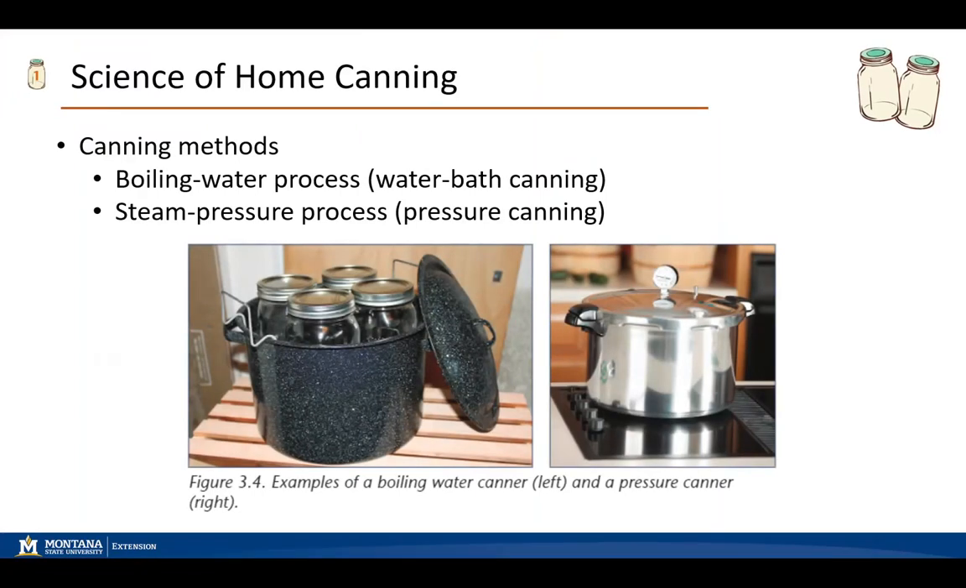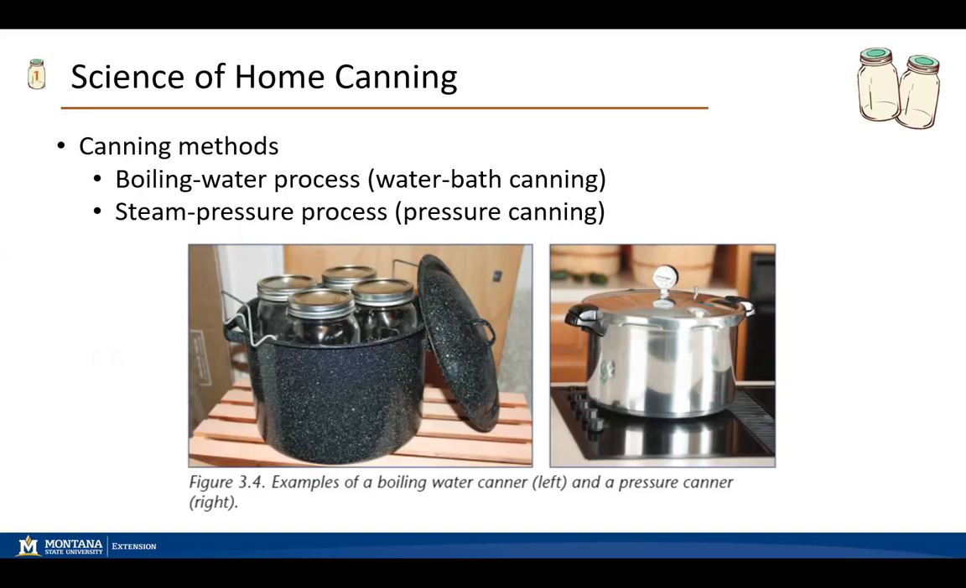There are two types of proper canning methods. They include the boiling water process, which is shown in the left photo. This is often a large kettle with a rack that sits in the bottom. The second method is steam pressure process, or pressure canning. This is a large pot with a locking lid, gaskets, and a pressure measuring mechanism. We will talk more about these parts a little later.